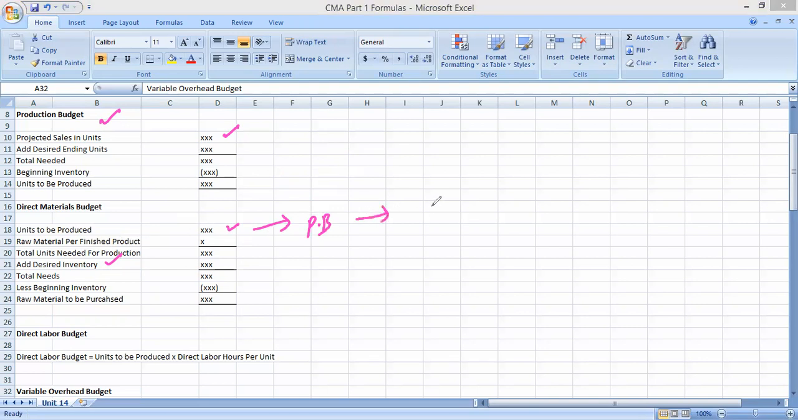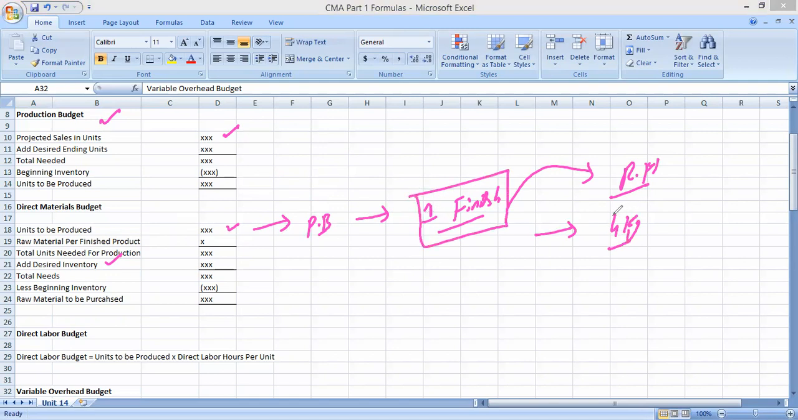What does it mean? For one finished product, how many units of raw material are we consuming? Say you produce one unit, you use 4 kg of materials to produce one finished product. So this 4 is actually the raw material per finished product. So units to be produced, you will pick up from the production budget, multiply by raw materials per finished product. We will have total units needed for production.